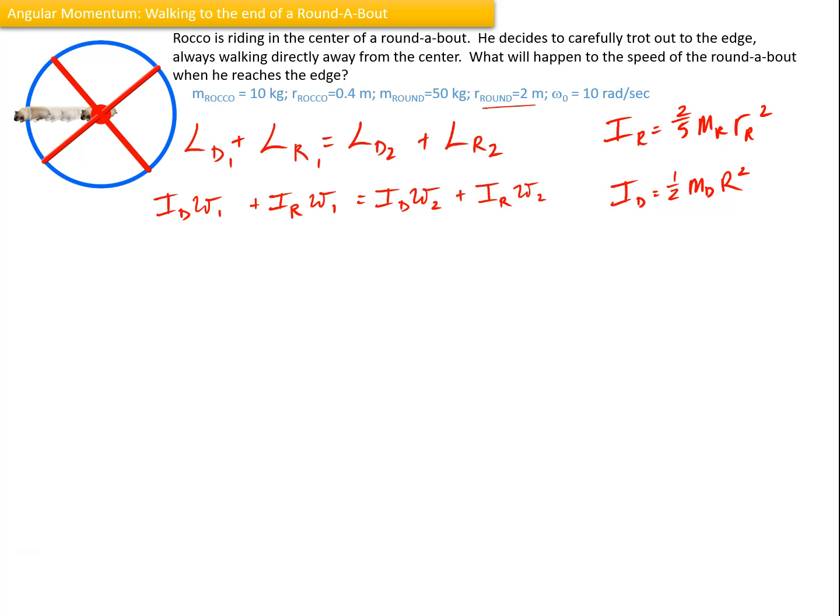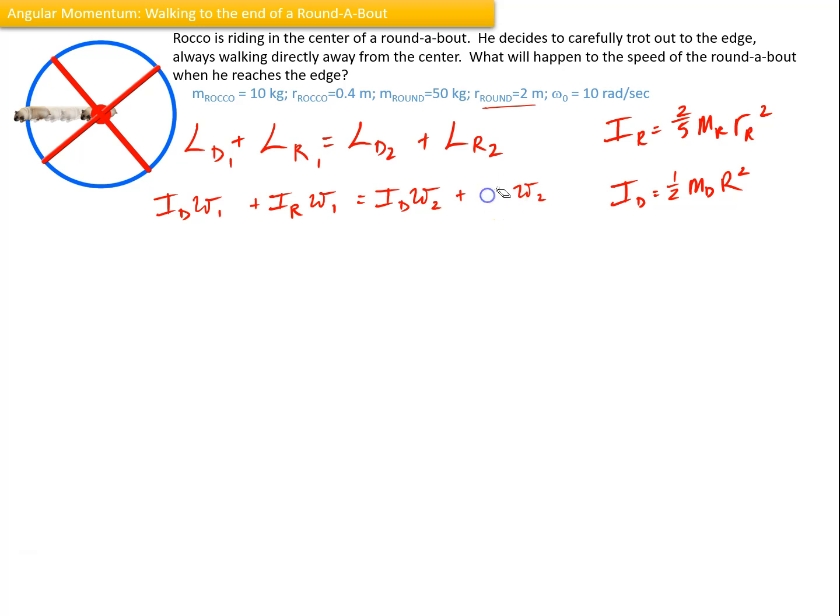Now, it seems like everything's just the same, but let's think about what's happening here. As the disk spins, the disk is staying a disk, but what's changing? Well, where Rocco is on this disk is changing. In the beginning, Rocco is rotating right at the center of the disk, so the center of rotation is through the center of Rocco. But when Rocco starts walking away, his effective moment of inertia with respect to the disk is actually changing.